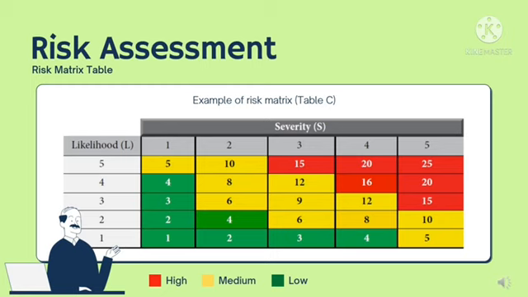This is the example of risk matrix table. This table shows the likelihood of an accident occurring and the severity of that accident. From this table, we can identify how dangerous the hazard is for us.